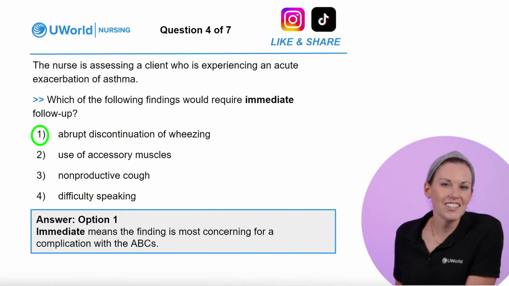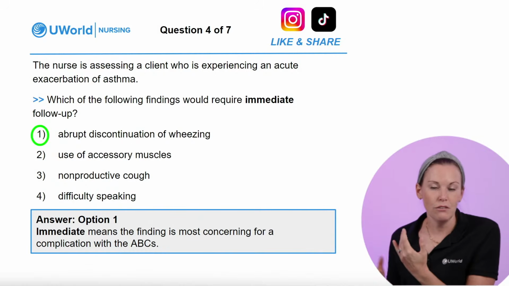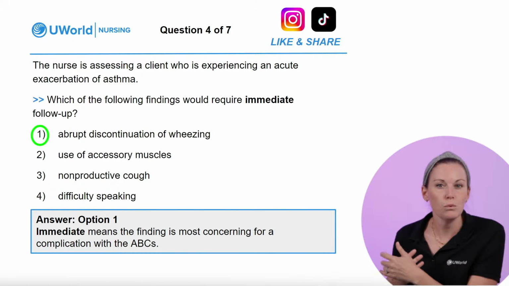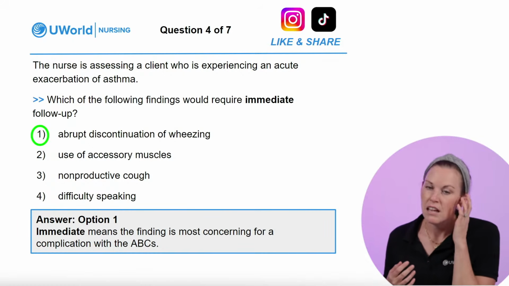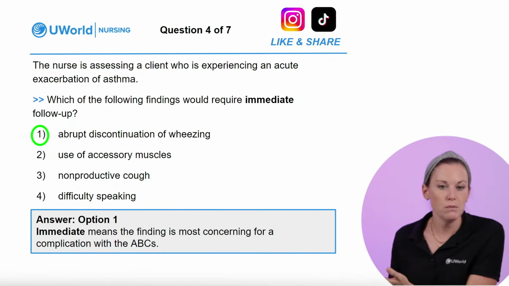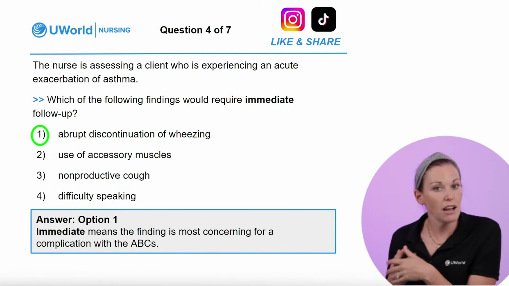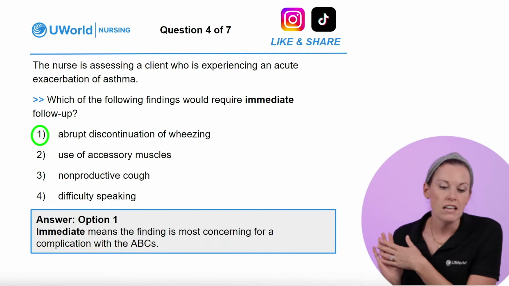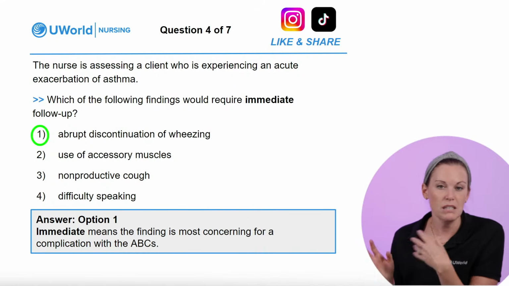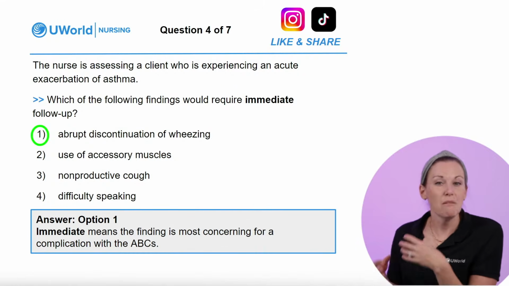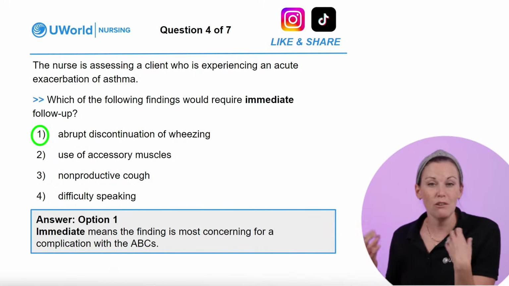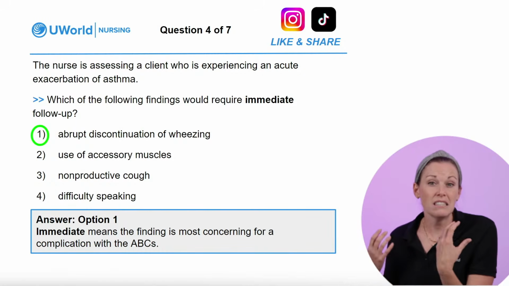All right, so our correct answer on this one is going to be option 1, abrupt discontinuation of wheezing. If we're talking about our ABCs, we are worried about our airway and breathing. When a client who's having an asthma attack has abrupt discontinuation of wheezing, we're worried about silent chest. This is life-threatening. Typically when we hear wheezing, that means we still have air passing. But if we have no sound, that means air is obstructed.